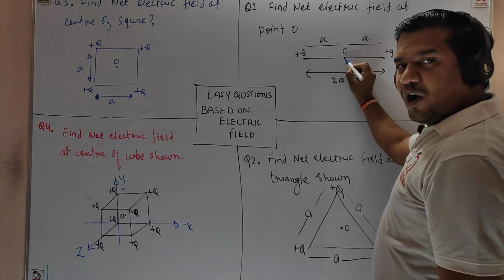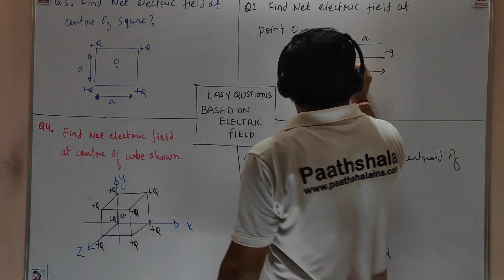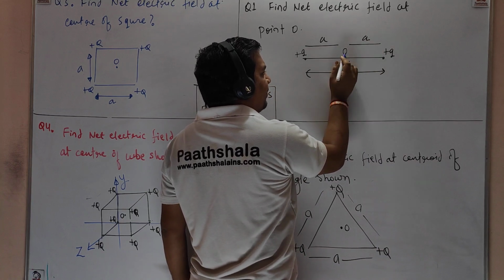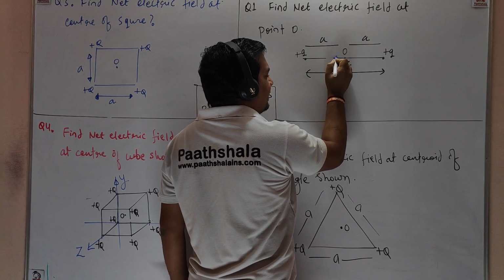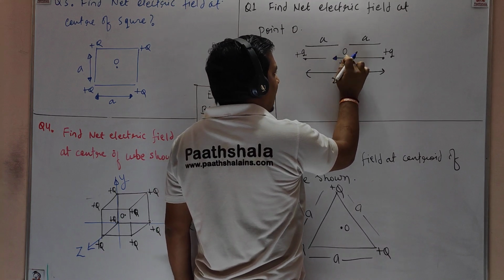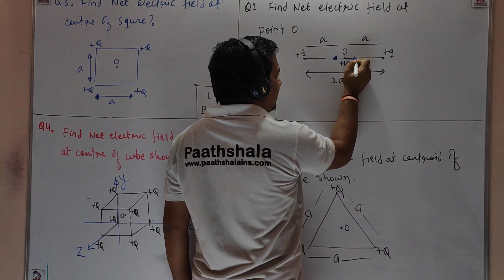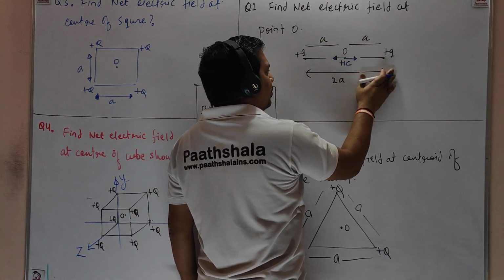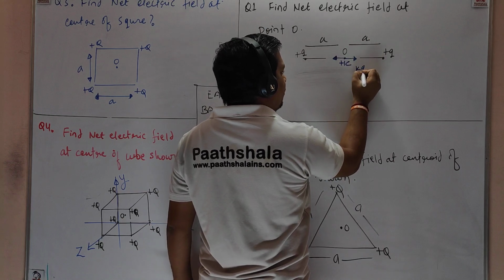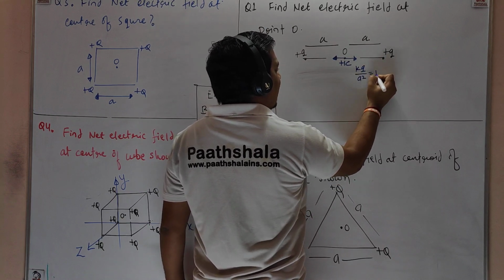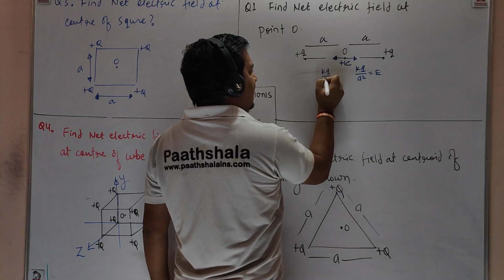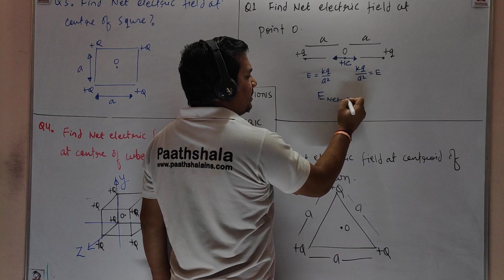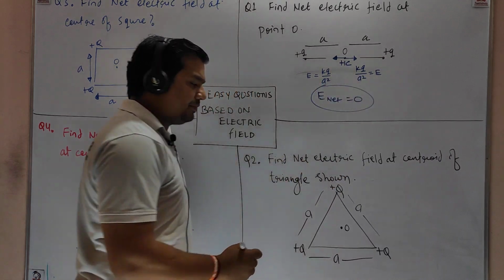To find electric field at point O, assume a unit positive charge kept at O. Okay. So the force on this +1 coulomb due to this will be repulsive in this direction, agree? And the same force will act in the opposite direction. Why the same force? Because the product of charges on both sides is the same and the distance is also the same. So the right hand side electric field is kq by a square and the left hand side electric field is kq by a square. So net electric field is 0.